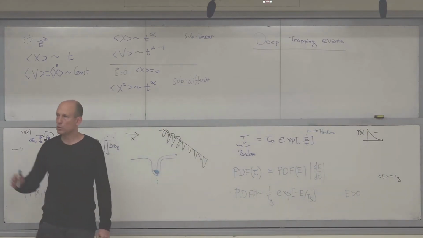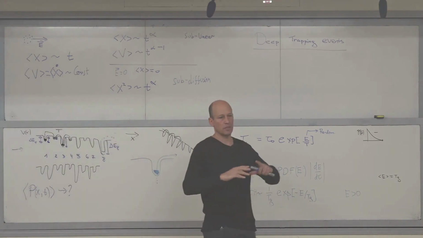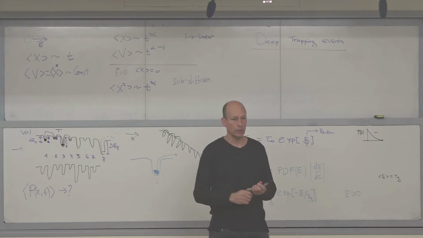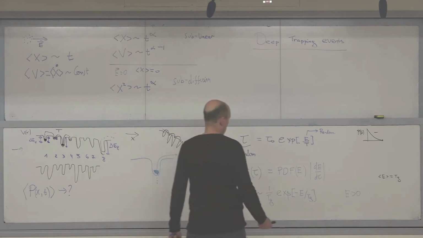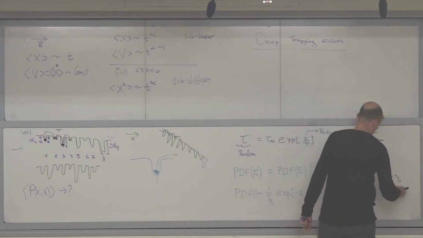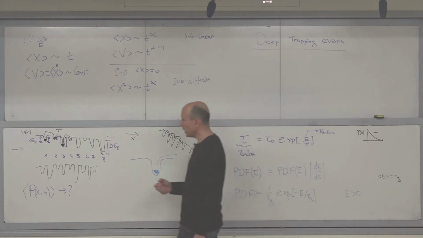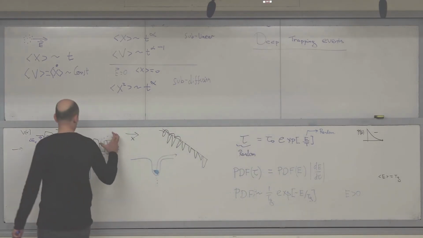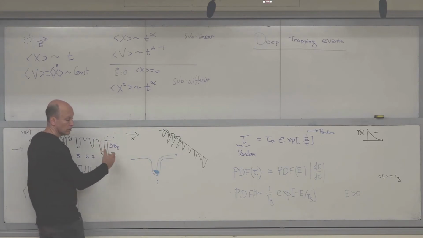A glassy system, you know, this glass that you see here, it's actually like a fluid. It's very amorphous. It's very disordered. There's no structure. And this typical scale, TG, is a measure of disorder. If TG is big, then the traps are big. And if TG is small, the traps are small.